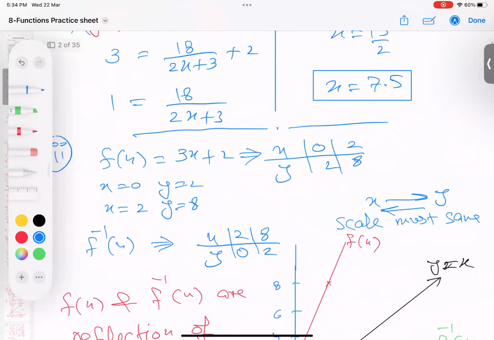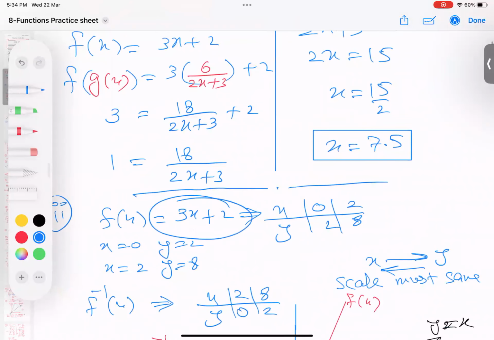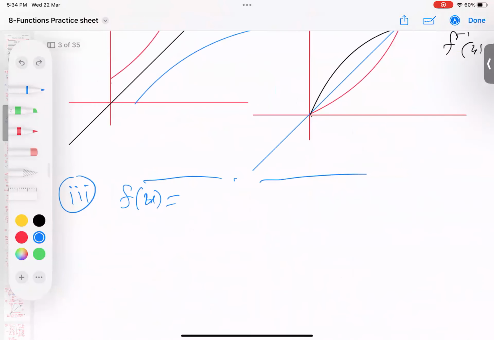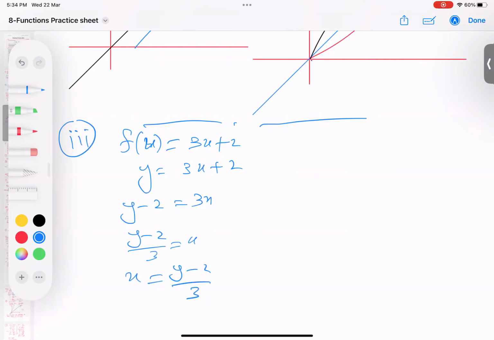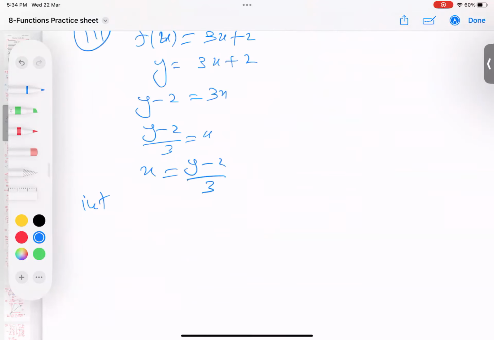What is the function? 3x plus 2. So let's start, student. 3x plus 2. Step number one, as you know, done in O levels even. First of all, the function name is replaced by y. And 2 comes to the left side. Okay, then divide by 3. I got this form. Then interchange. Interchange means x becomes y and y becomes x.